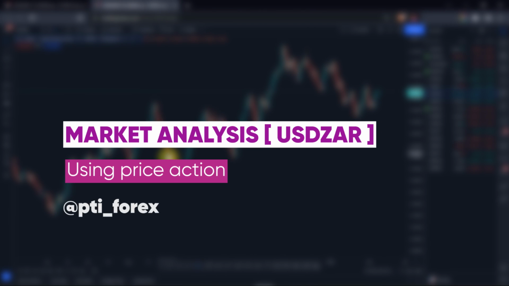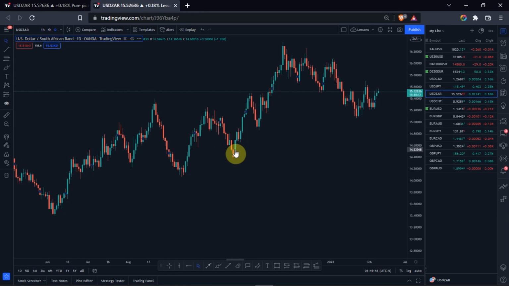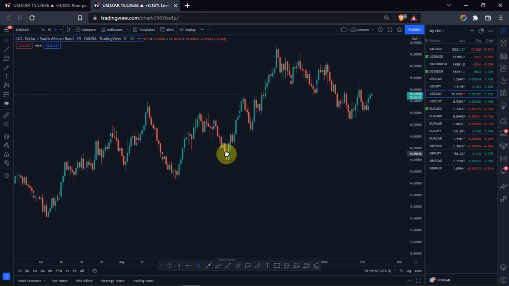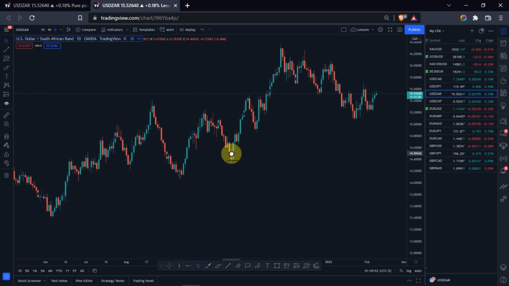So today we are gonna be doing the technical analysis of USDZAR. We're gonna be looking at this market in a price action picture. So if you can see on my chart, I am currently opening the daily time frame.